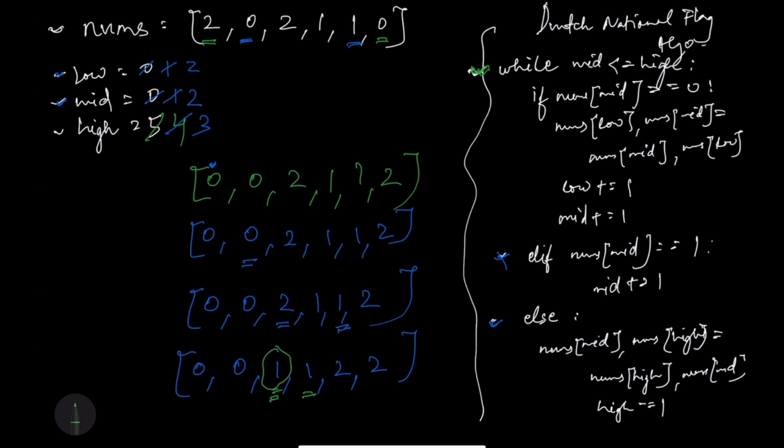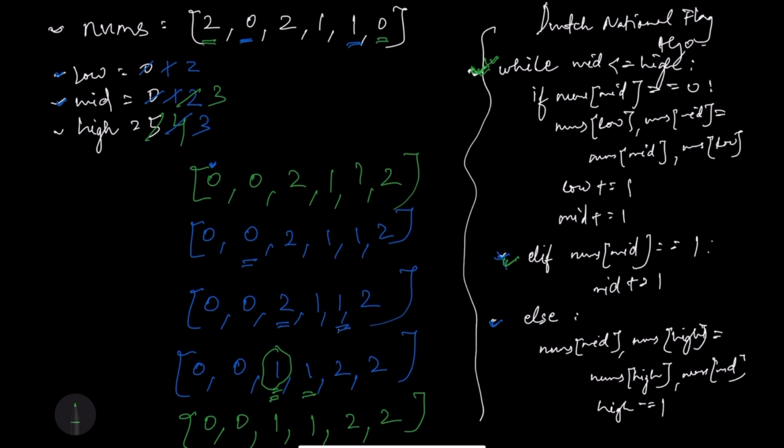Is our nums of mid equal to 1? Yes, it is equal to 1. So what will happen is we will just increase our mid counter. So our mid is now 3. Now we will check again: as it is smaller than or equal to high, we will enter the loop.